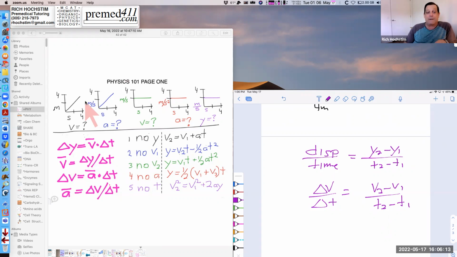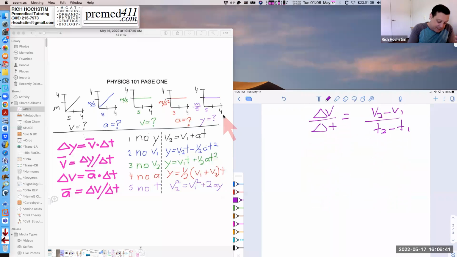So what happens here is that when we have a slope like this, or a slope like this, the change over the change will give us either the velocity, the rate of change of displacement over time, or acceleration, the rate of change of the velocity over time. So we'll look at some of these later, but that's the general idea.